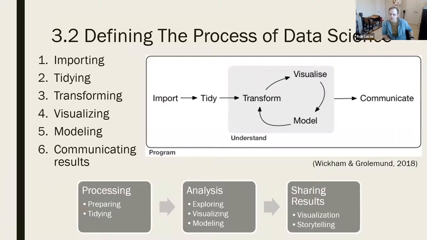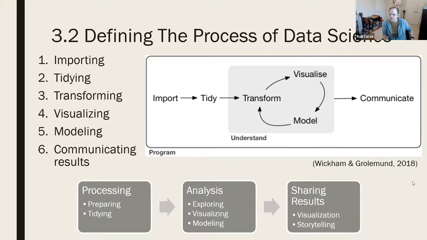And as they note, Wickham and Grolemund, when they visualize that, the middle sections there are in a sort of cyclical relation to each other. And then they say that they're going to adopt this model, but when they describe it themselves, the terms change a little bit. So they group all of those into three categories: processing, analysis, and sharing results. I think that there is a cyclical element to those too. I just didn't have space to really represent that there.